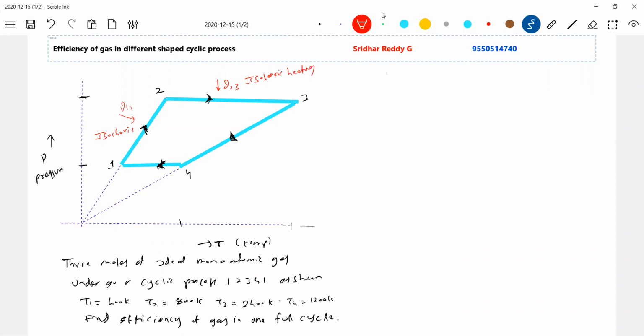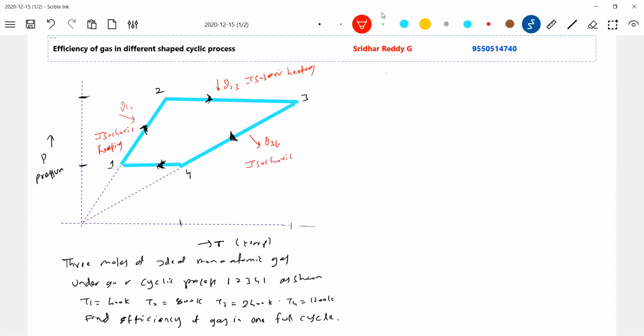Isobaric heating. Isochoric heating. What about 3, 4? 3, 4 is what again? Isochoric process. So in fact, it will be rejected.